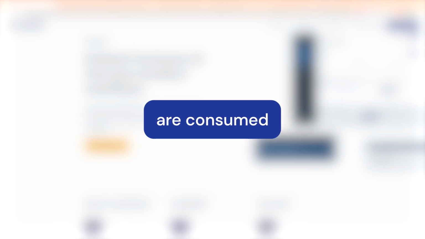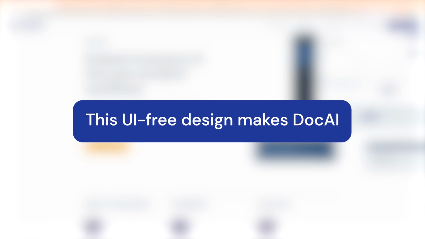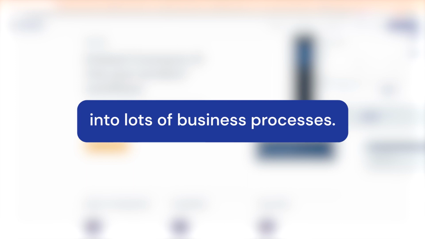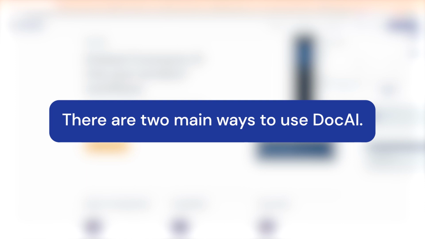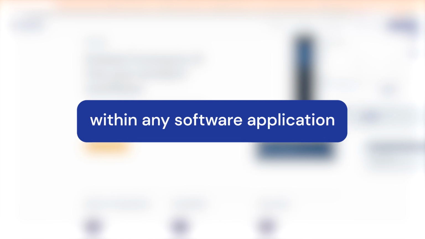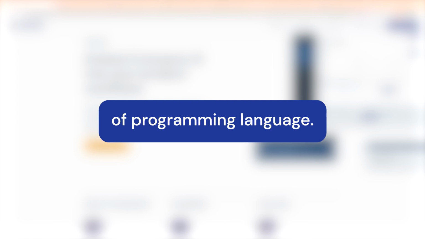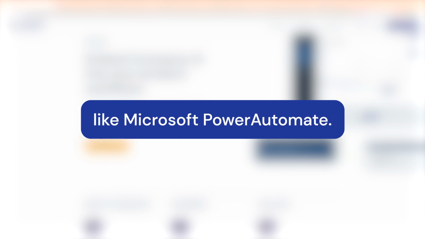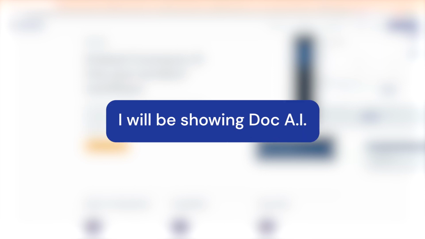DocAI is an API-driven product, which means all DocAI services are consumed through API requests and responses. This UI-free design makes DocAI really well-suited to being built into lots of business processes. There are two main ways to consume DocAI. The first one is via our APIs, where users can use DocAI services within any software application developed with any type of programming language. Second way is via pre-built connectors available in a no-code automation platform like Microsoft PowerAutomate. And in this video, I will be showing DocAI being used in PowerAutomate.